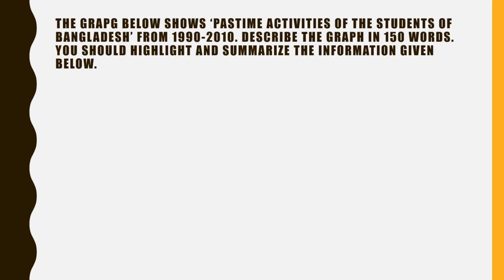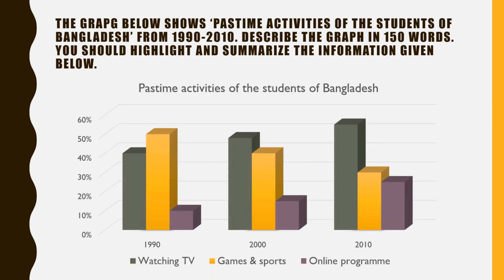Now let's see a sample graph. The graph below shows pastime activities of the students of Bangladesh from 1990 to 2010. Describe the graph in 150 words. You should highlight and summarize the information given below. Let's see the graph. So in this graph, the ash bar represents watching TV, the yellow bar represents games and sports, and the purple bar represents online program activities of the students of Bangladesh from the year 1990 to 2010.